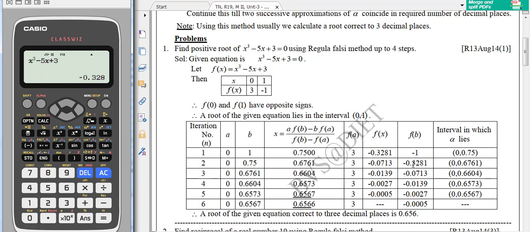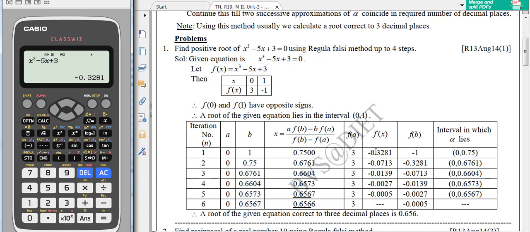As we are interested to calculate the root corrected to 3 decimal places, let us fix our calculator to 4 decimal places. For that, you need to press shift menu and then number format and then fix, and then the number of decimal places is to be taken as 4. So its value up to the 4th place is minus 0.3281, and the process is routine.